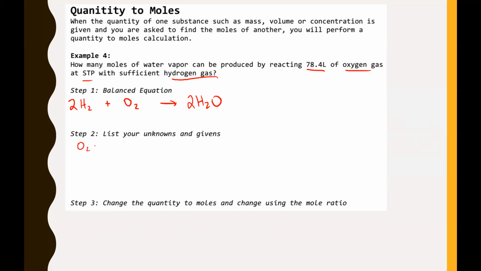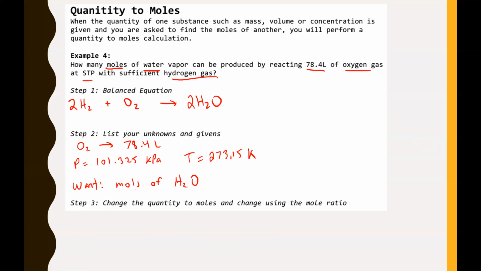Step 2, list your unknowns and your givens. Well, we know for our O2, our oxygen, we have 78.4 liters. We also know that we're dealing with STP conditions. So that means we also know our pressure is 101.325 kilopascals. And we know our temperature, sorry, not our volume. Our temperature is going to be 0 degrees Celsius. So in other words, we'll say 273.15 Kelvin. The thing that we want in this case is the number of moles of water. So moles of H2O.